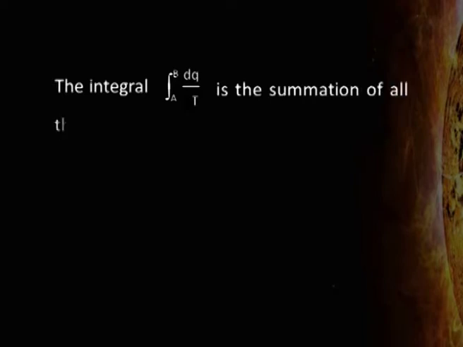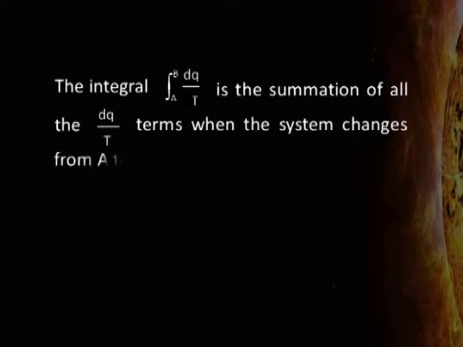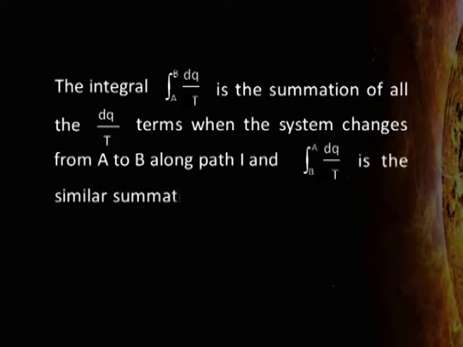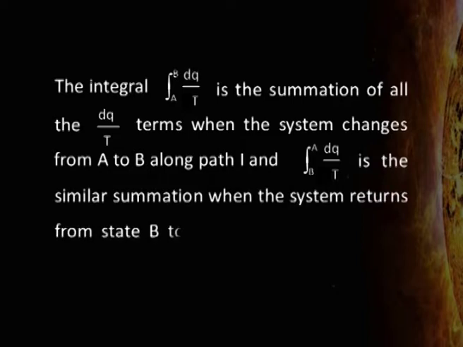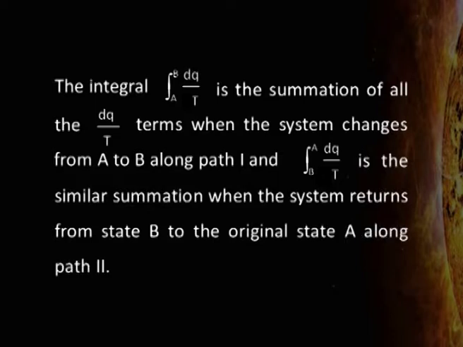The integral of dq/T within the limits A to B is the summation of all dq/T terms when the system changes from A to B along path 1, and the integral of dq/T within the limits B to A is the similar summation when the system returns from state B to the original state A along path 2.